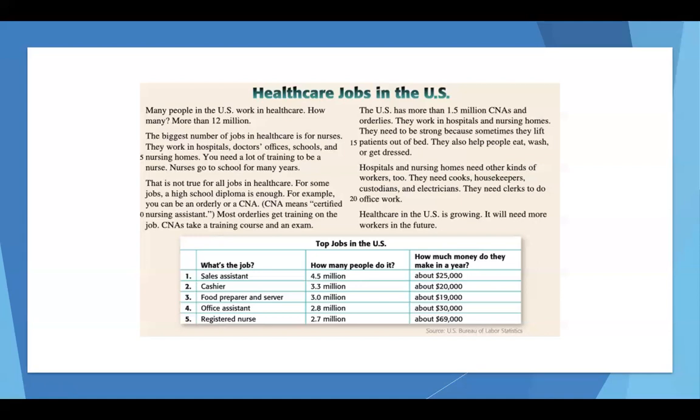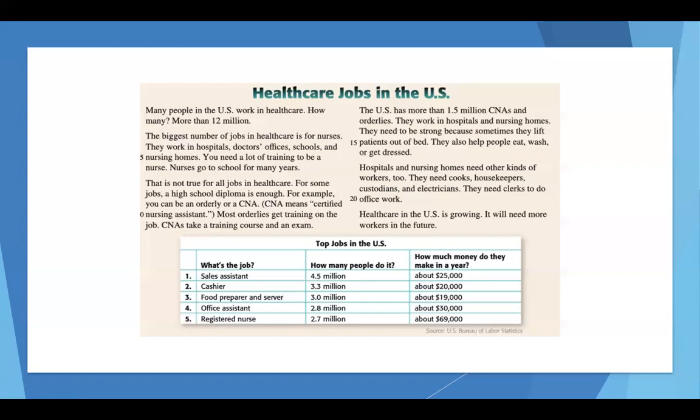I will read the passage one more time, and then we will answer the questions. Healthcare jobs in the US. Many people in the US work in healthcare. How many? More than 12 million. The biggest number of jobs in healthcare is for nurses. They work in hospitals, doctors' offices, schools, and nursing homes. You need a lot of training to be a nurse. Nurses go to school for many years. That is not true for all jobs in healthcare.